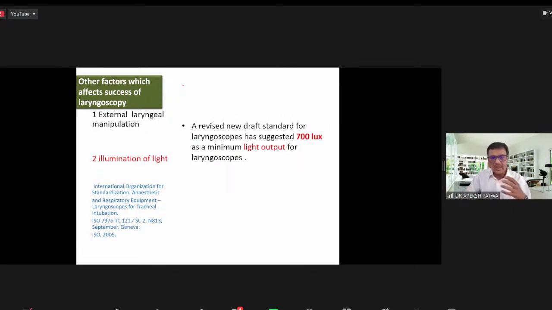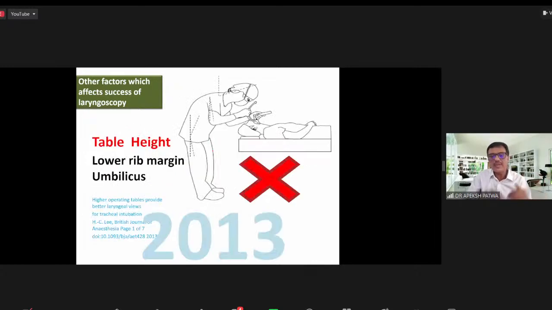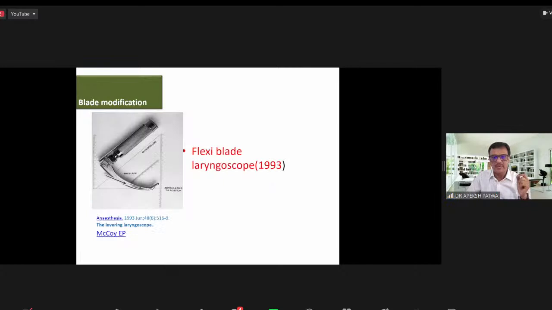Brighter light doesn't mean you'll get the optimal laryngeal view. You'll get the proper laryngeal view. So optimal light should be 700 lux in any laryngoscope, and a brighter laryngoscope may not necessarily be a better one. What should be the table height for the better laryngeal view? This is absolutely wrong: lower lip margin at umbilical level. Your table height should be at the level of the nipple or xiphoid process to get the better laryngeal view.